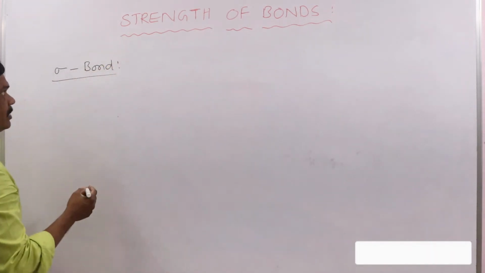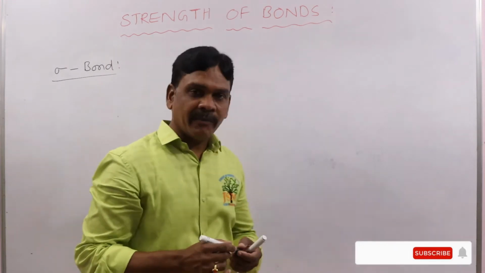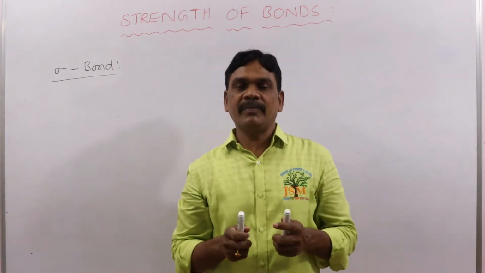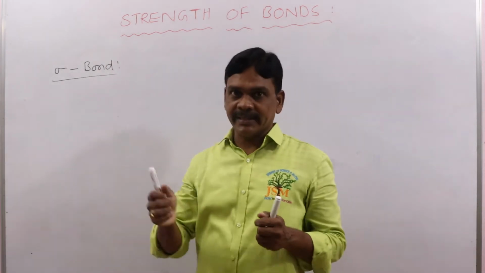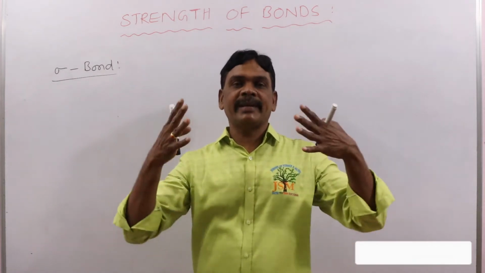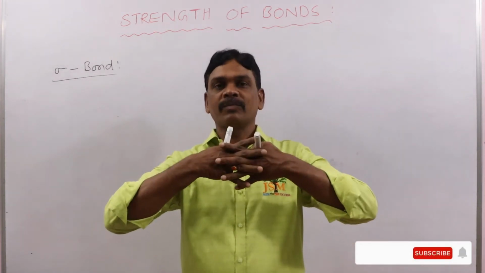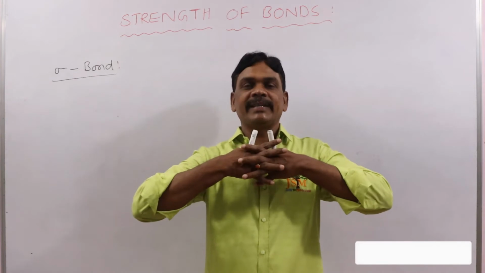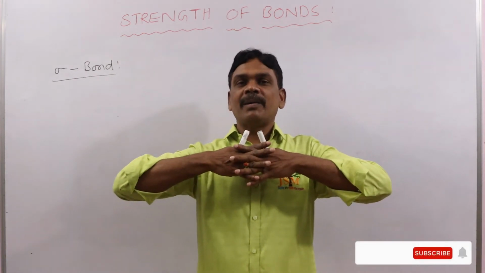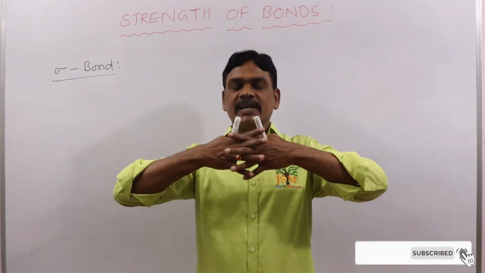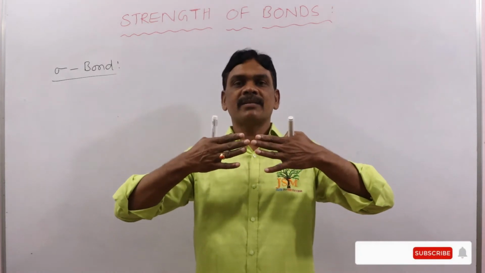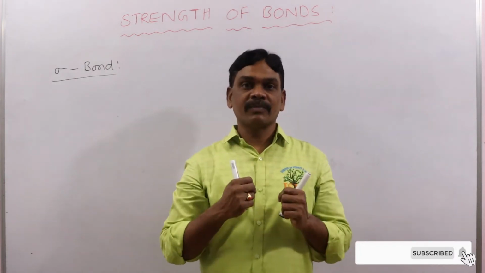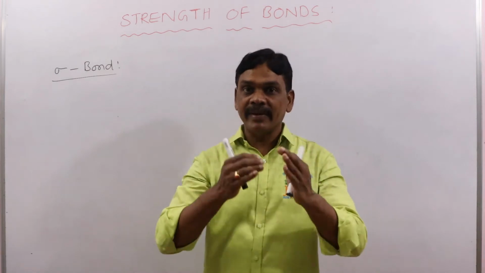Okay. So now, in any type of bond, the strength of bond depends upon what? The extent of overlapping. If the overlapping is more, the bond formed will be strong, and if the extent of overlapping is less, the bond formed is also a weak bond.